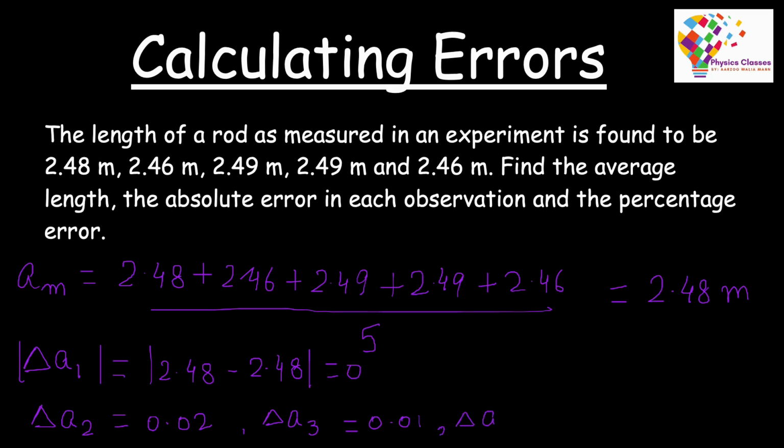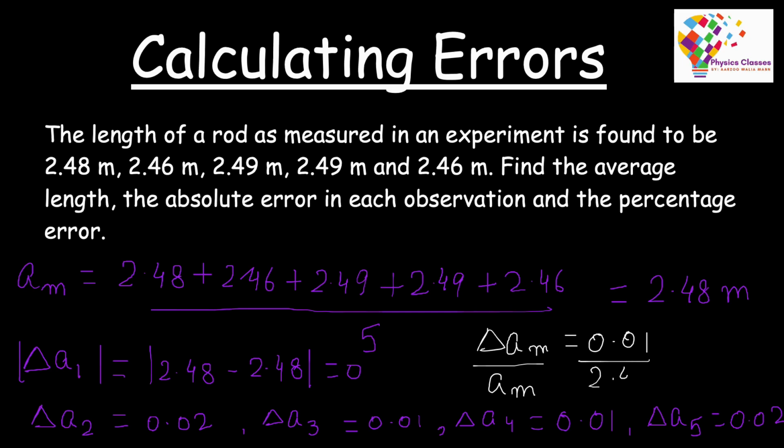Further, to find the percentage error, I have to do the mean absolute error divided by the mean value, which I got as 2.48, times 100. So I do 0.01 divided by 2.48 times 100, and I get the percentage error in this measurement as 0.4%. I hope you understand. So we have calculated the absolute error, the mean absolute error, the relative error and the percentage error in this particular question. Now let us try to understand how to combine these errors.